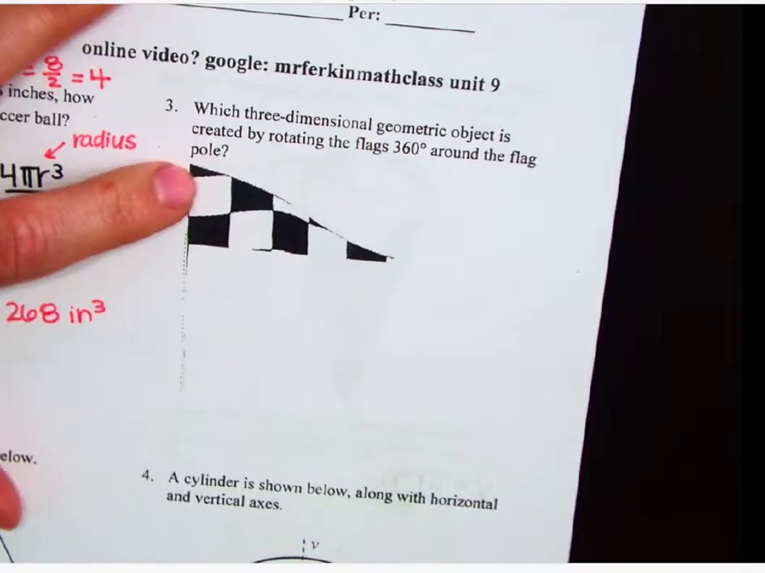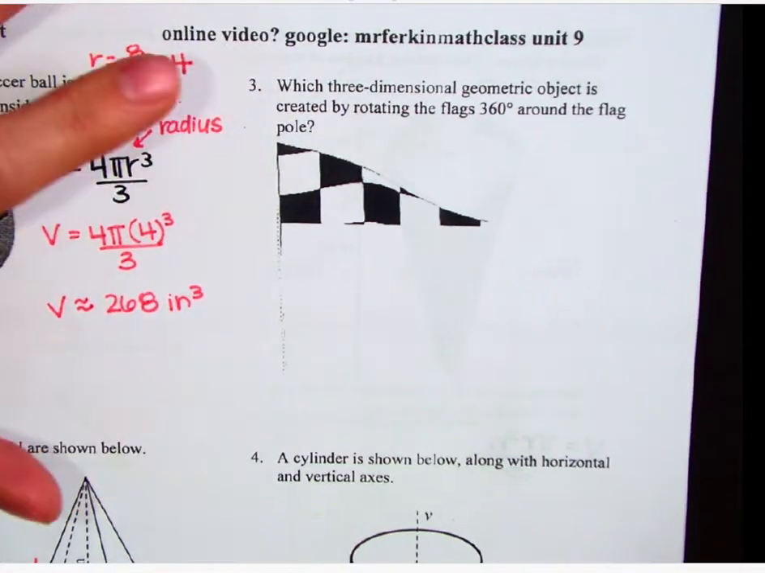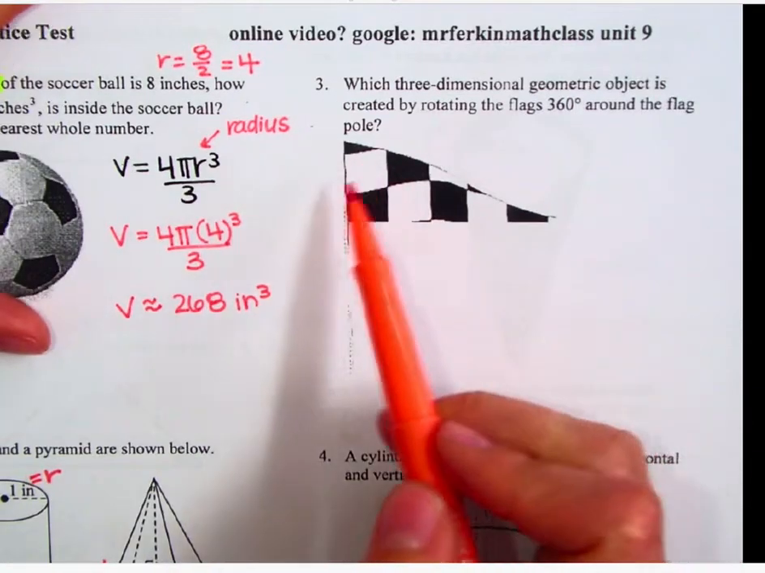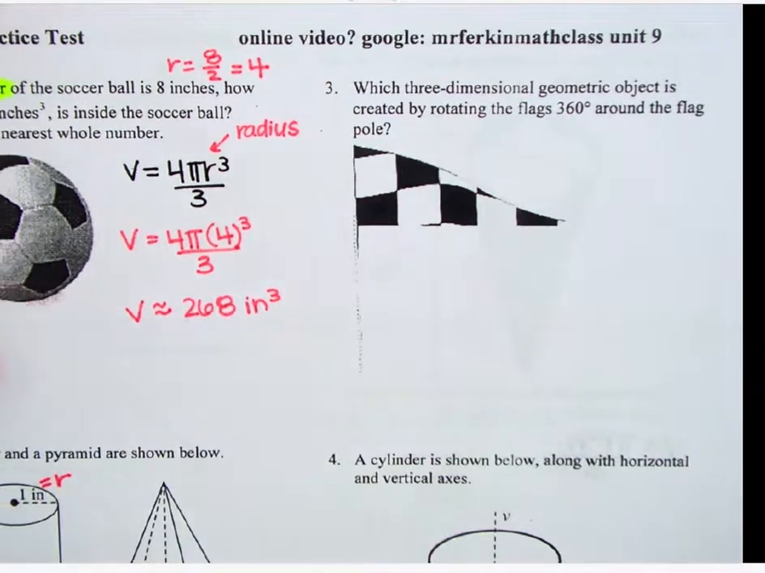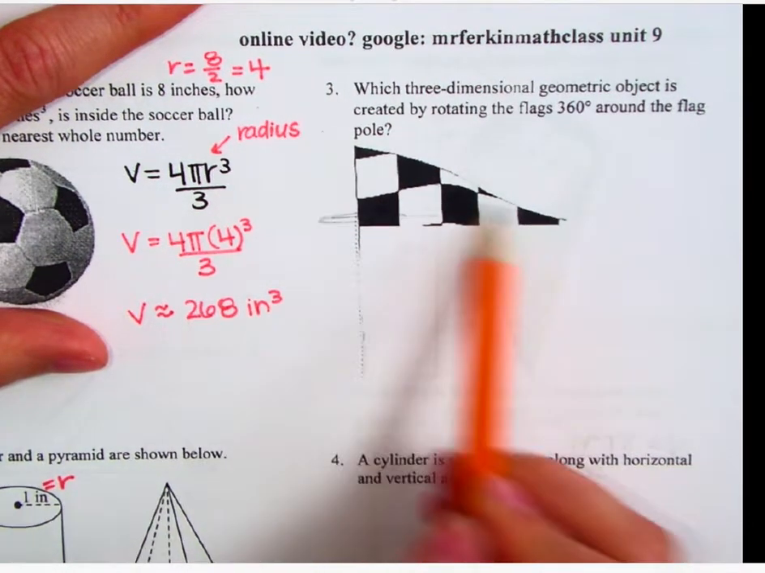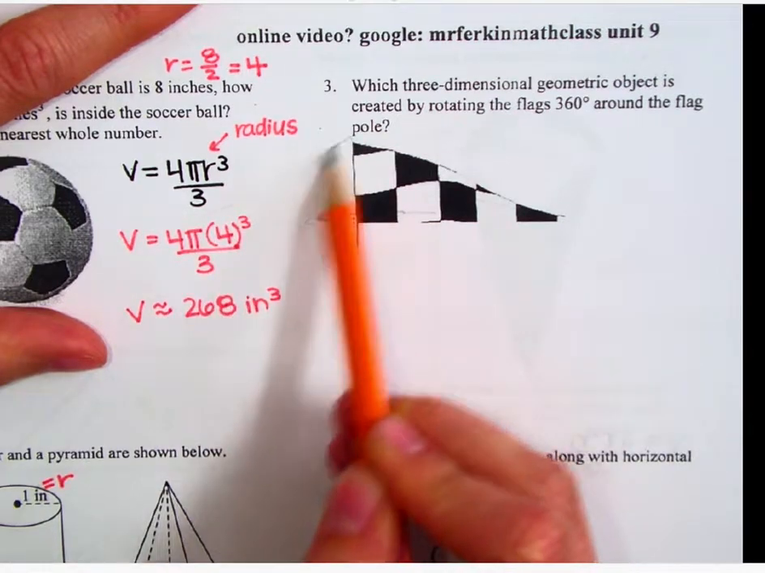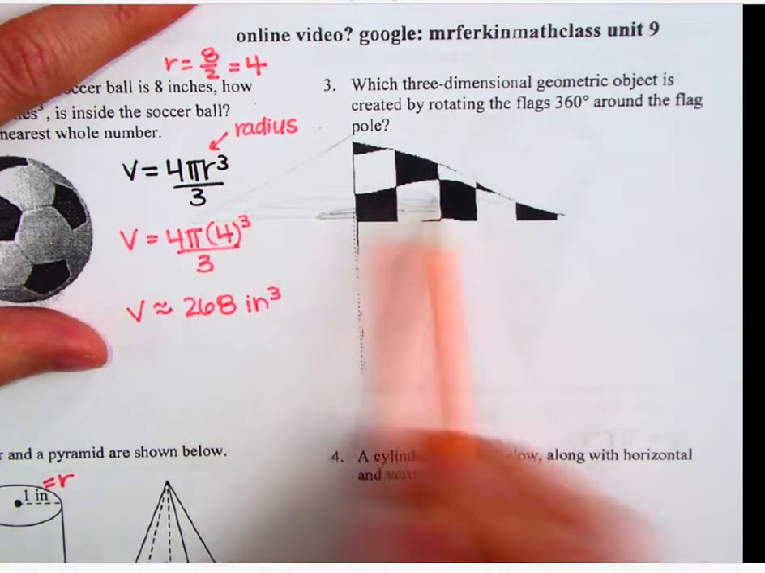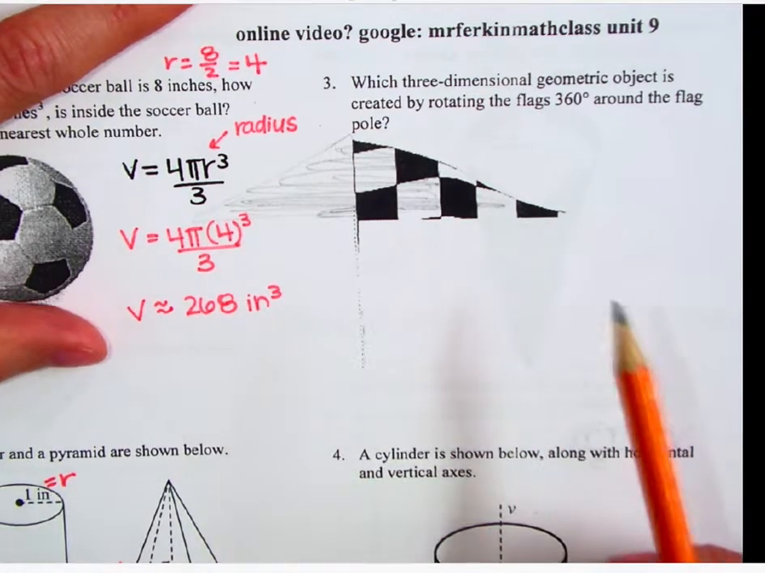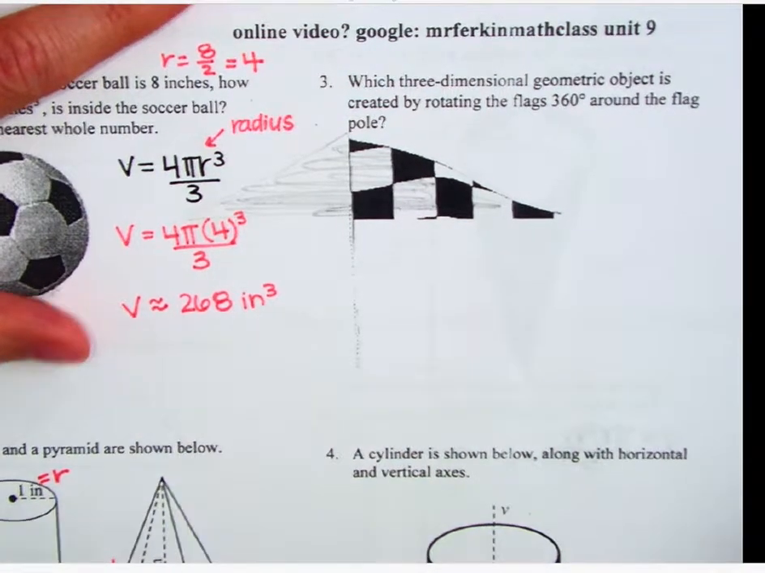For number 3, we're going to figure out which three-dimensional geometric object is created by rotating the flag 300 degrees around the flagpole. So we can look at this and try to imagine if it were rotated, we would see that this flag would look like this. And that is going to create the three-dimensional cone.